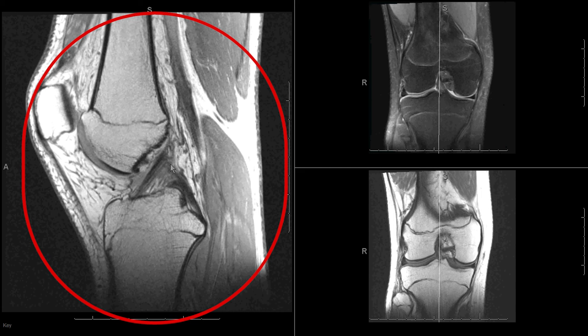Second, the ACL should have dark signal intensity with some higher or intermediate signal intensity fibers along the posterior margin. It should be taut and not sagging, and it should attach here to the tibial spine and here to the femur.